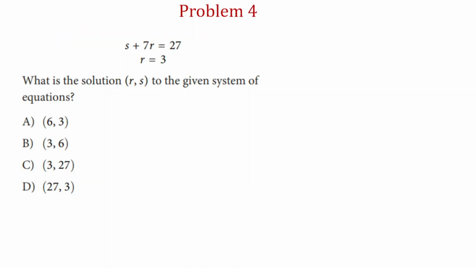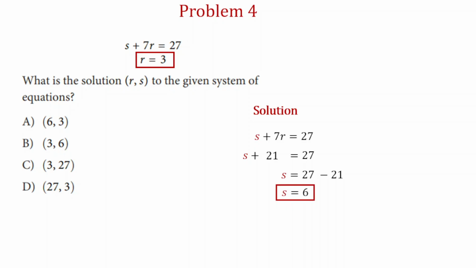Problem 4. What is the solution r, s to the given system of equations? If we substitute r equals 3 into the first equation, we get s plus 3 times 7 equals 27. Simplifying, s plus 21 equals 27, and solving for s, we get s equals 27 minus 21, or 6. The solution r, s to the system of equations is 3, 6.